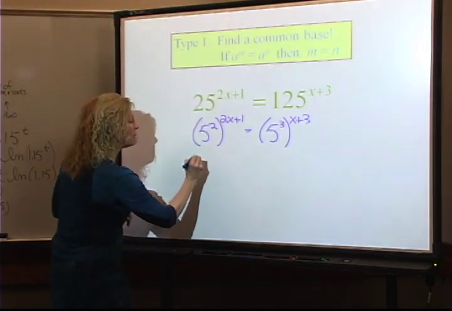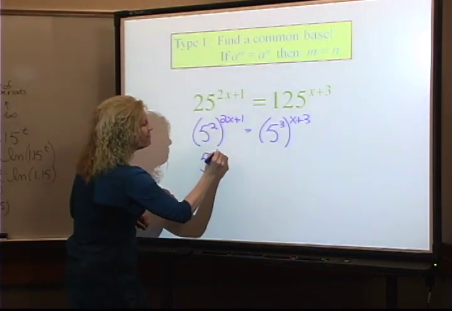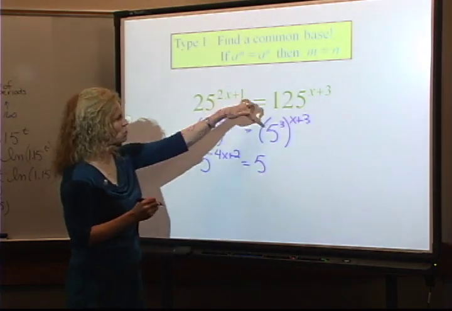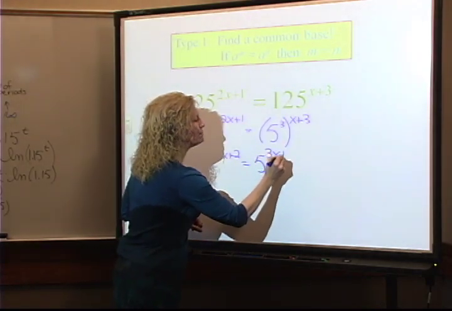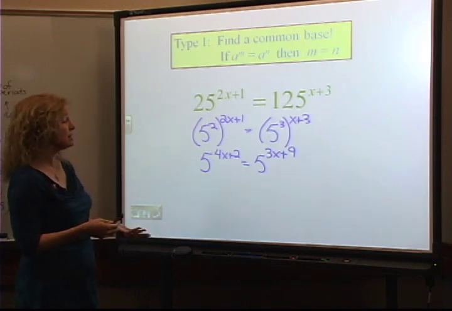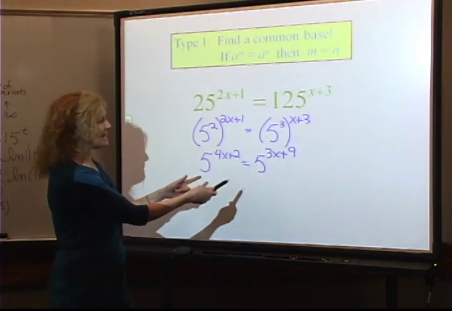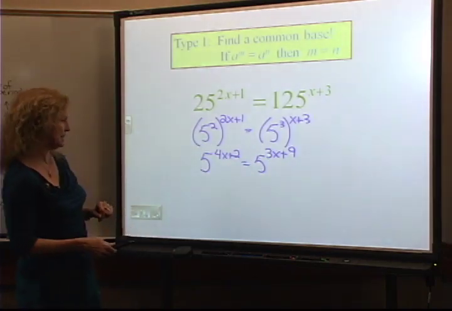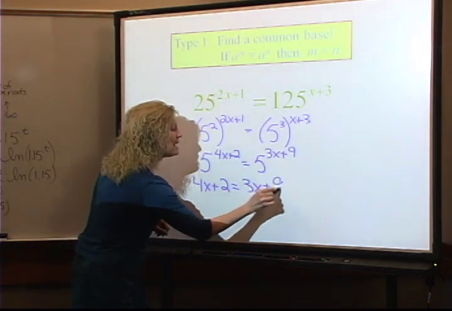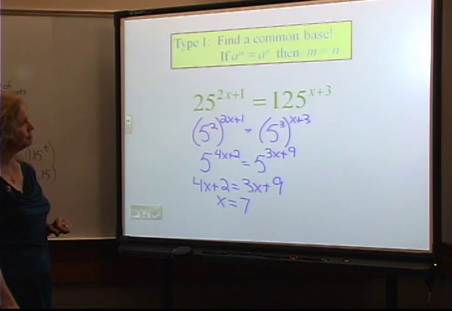Power raised to a power, multiply the exponents. That does mean I've got to distribute. So I have 4x plus 2. And over here, as I distribute that through, I'll have 3x plus 9. Now the exponential function is also this very well-defined one-to-one function. If these two answers are the same, those have to be the same. So 4x plus 2 must equal 3x plus 9, and x is 7 when we go through and solve it.